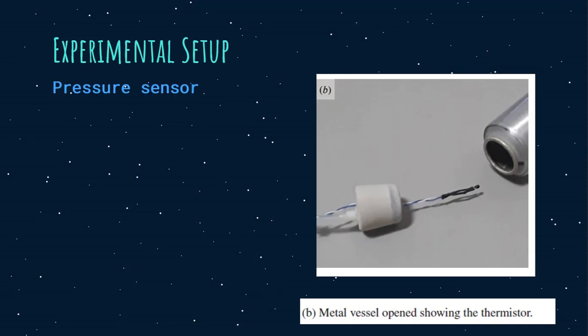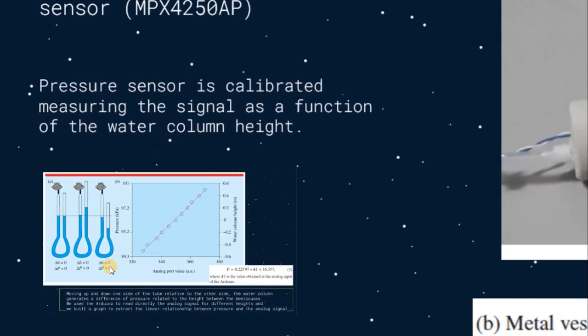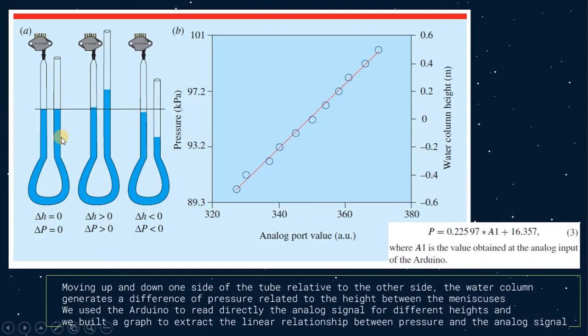They didn't use an equation for the sensor, but they wanted to do it mechanically, and they used a 20 to 250 kilopascals absolute pressure sensor, the MPX4250AP. The pressure sensor is calibrated, measuring the signal as a function of the water column height. So it involves a water column. This one here is connected to a water column.